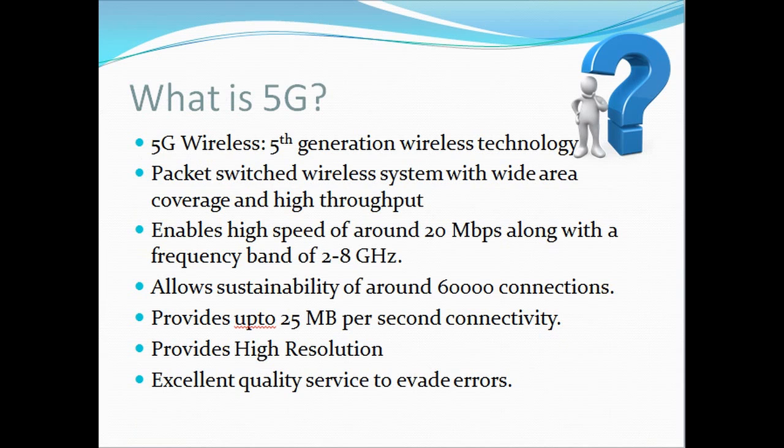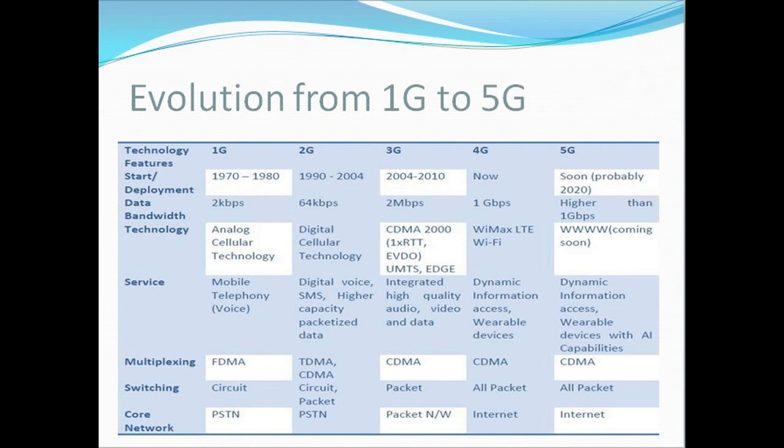Now, evolution from 1G to 5G. This table represents the evolution from 1G to 5G. It includes the date and day of deployment, the bandwidth, the technology used, the service, the multiplexing, switching, and the core network.